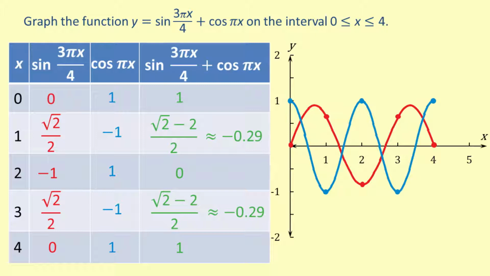Using the addition of ordinates method to find the y values for a sum of functions, we are able to graph the function y equals sine of 3 pi x over 4 plus cosine of pi x on the given interval.